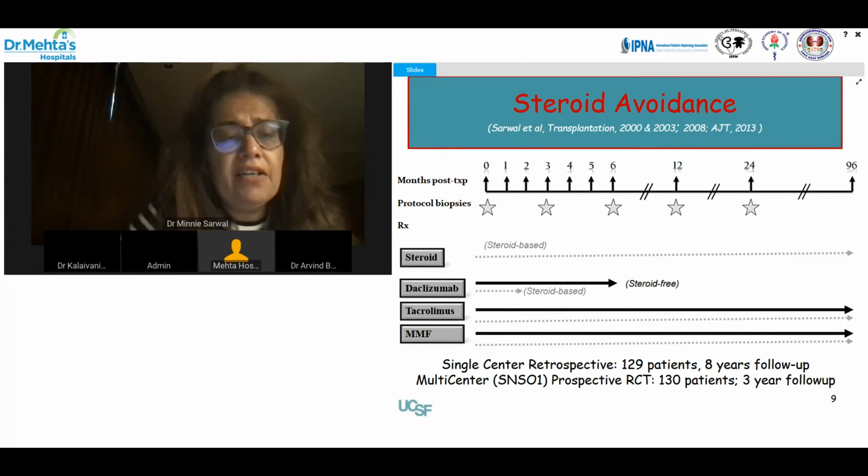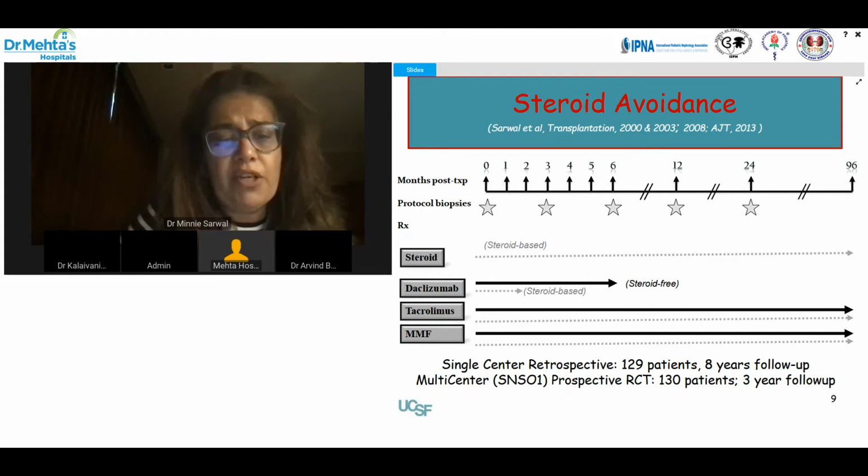The other protocol that was pivoted out of Stanford was the complete steroid avoidance protocol. This was the SNS01 trial, which enrolled 120 patients from 12 pediatric kidney transplant programs in the US as well as Canada. The randomization was steroid-based versus steroid-free. Patients received either 2 months of daclizumab in the steroid-based arm, which was standard, versus 6 months of daclizumab in the steroid-free group, which was the extended daclizumab usage.